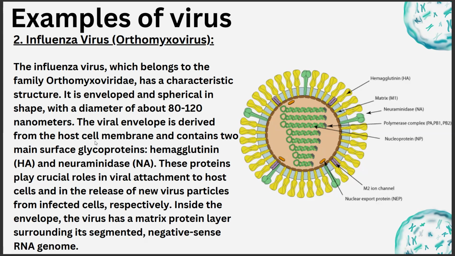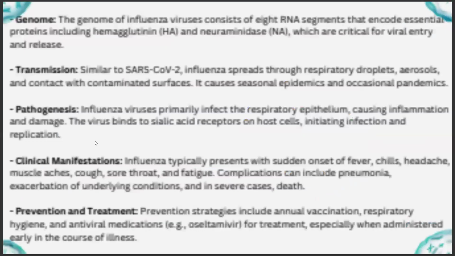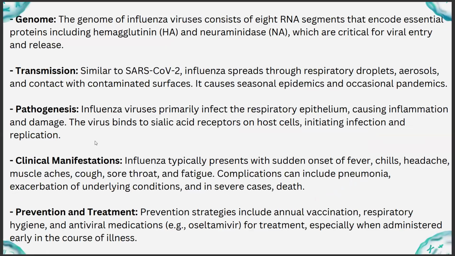We can see the structure here. Outer layer, we have hemagglutinin and neuraminidase. And inside, we have nucleoprotein and genome. The genome of influenza virus consists of 8 RNA segments that encode essential proteins, including hemagglutinin and neuraminidase, which are critical for viral entry and release.